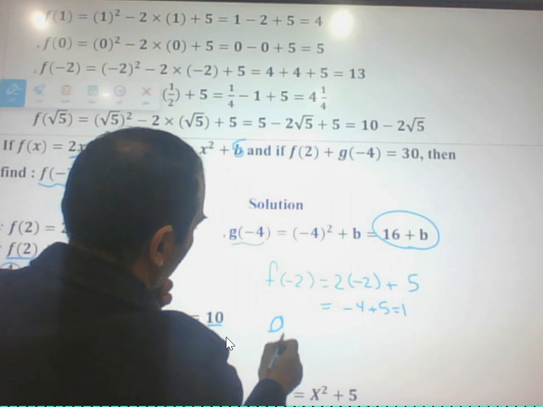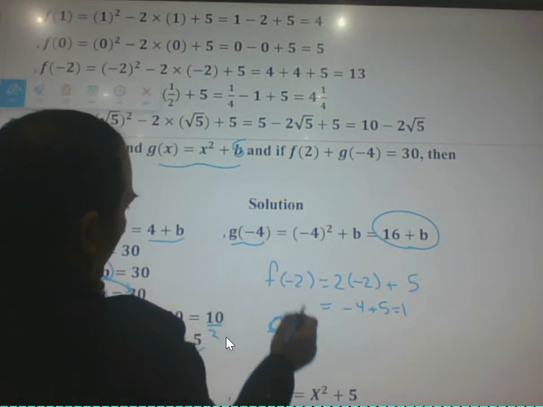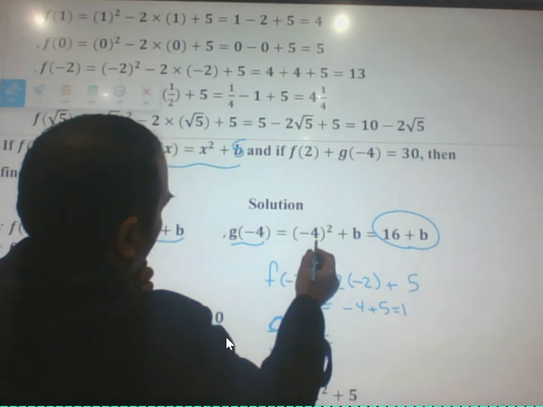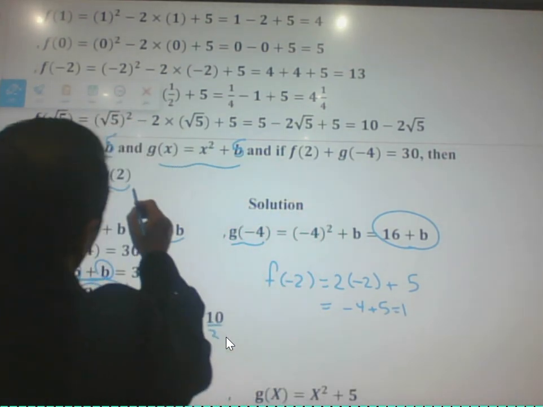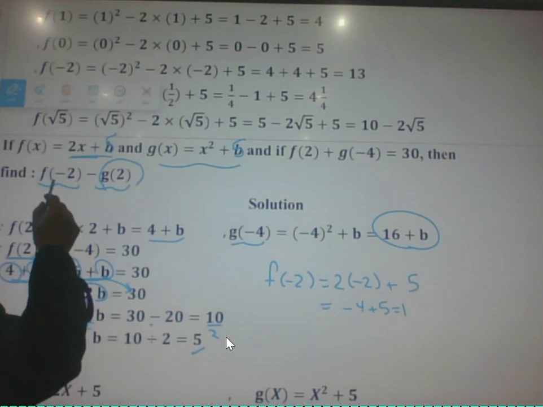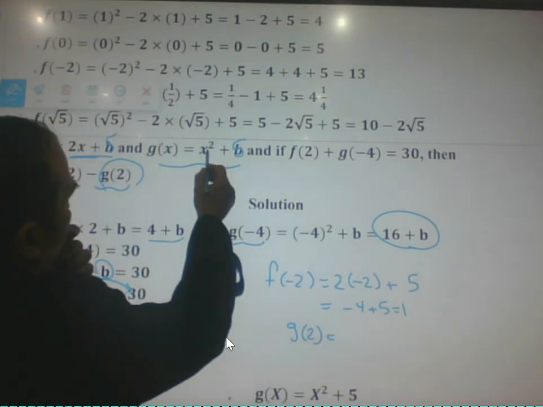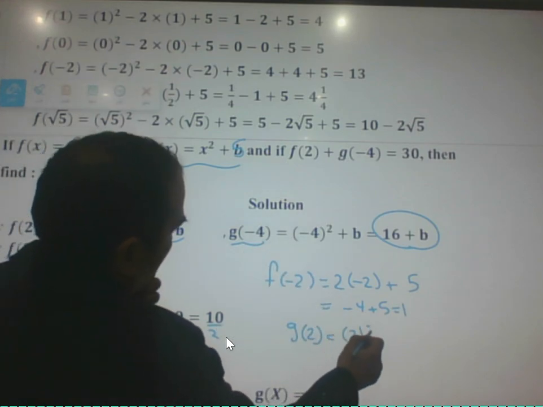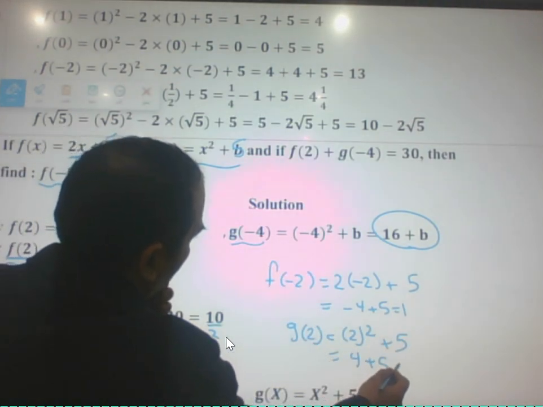And also we can find g of the second function here. G of what? No, he wants g of 2, okay? We want to find g of 2. Put g of 2. What's the function here? 2 power 2 plus 5. 2 power 2 is 4. 4 plus 5 is 9.